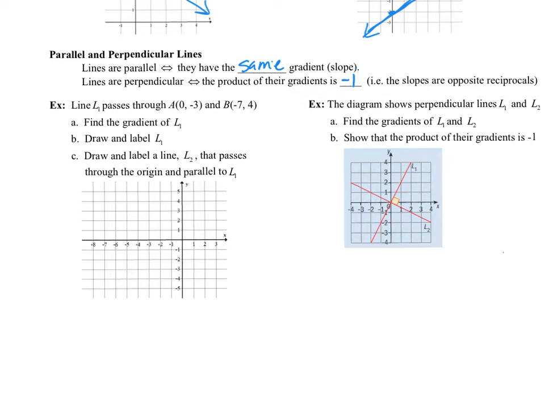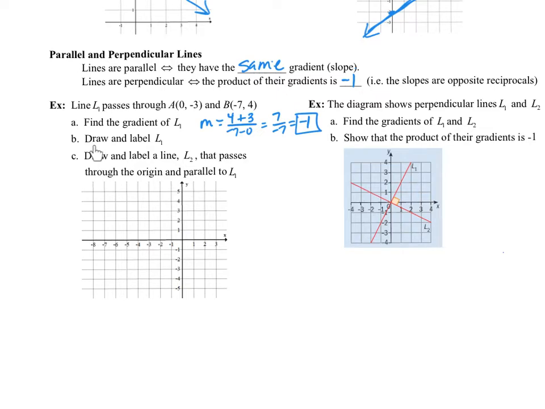All right, so let's look at this first example, and this is the style of questioning you need to get used to. Line L sub 1 passes through the point (0, -3), and through the point (B, -7, 4). So the first thing we're going to do in letter A is find the gradient of the line that passes through those 2 points. So let's take 4 minus -3. I'm going to write that as 4 plus 3 in the numerator, and then -7 minus 0 in the denominator. So that gives us 7 over -7, which is -1. So our line has a slope of -1, or a gradient of -1.